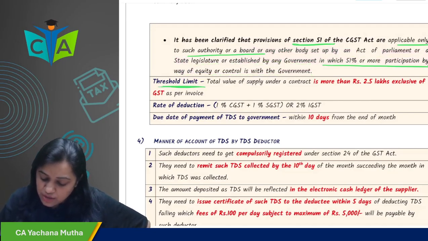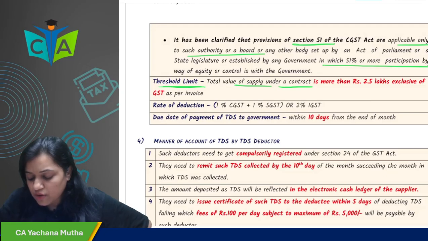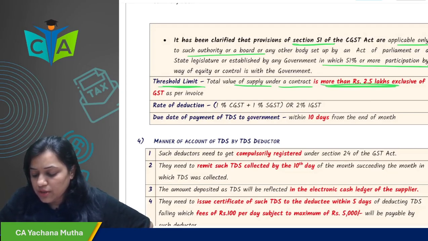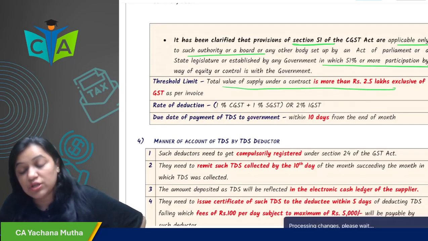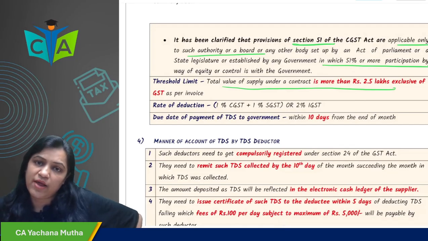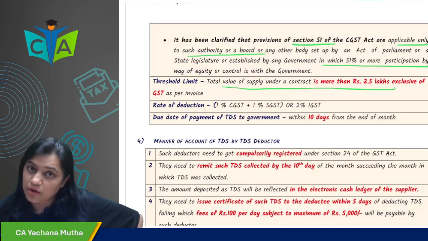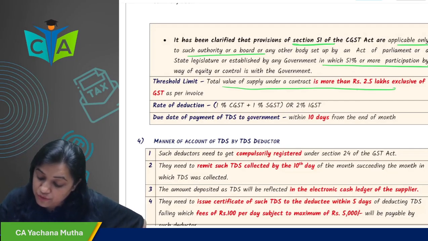Then what is the threshold limit? The total value of supply under a contract is more than 2.5 lakhs. Total value, not individual supplies. Total value under a contract. The contract value is more than 2.5 lakh.